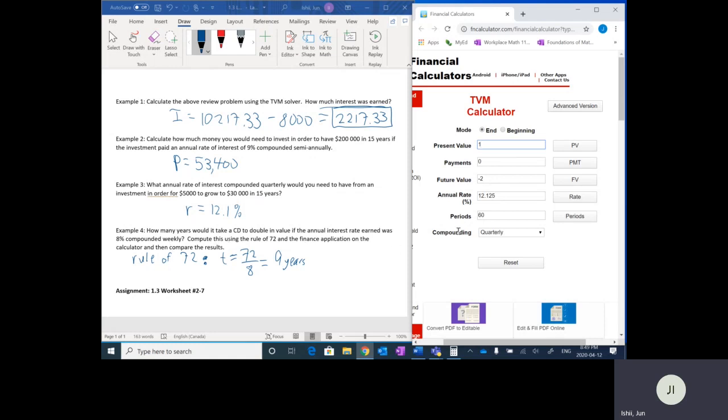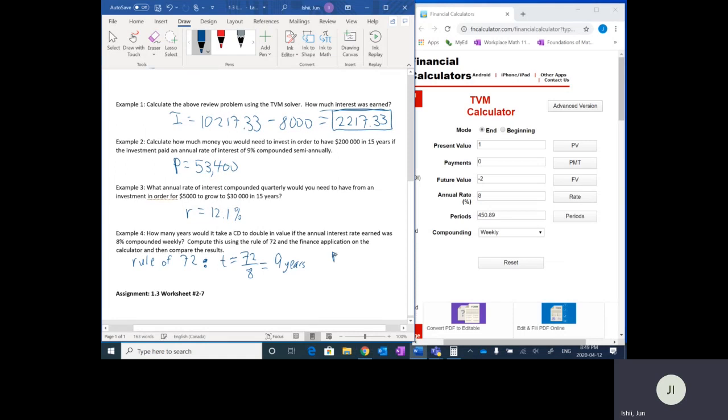Now we want to know, again, how long. So we're looking for the number of periods. The annual rate was 8%, and it's compounded weekly. If I calculate, it says 450.89. But that's the number of periods. The number of periods is 450.89. Now that's not the number of years, it's just the number of periods.